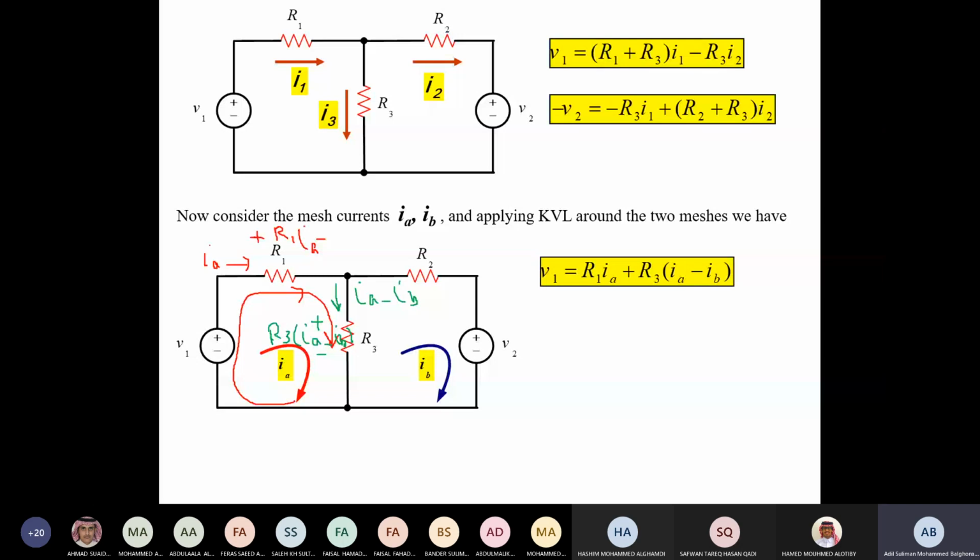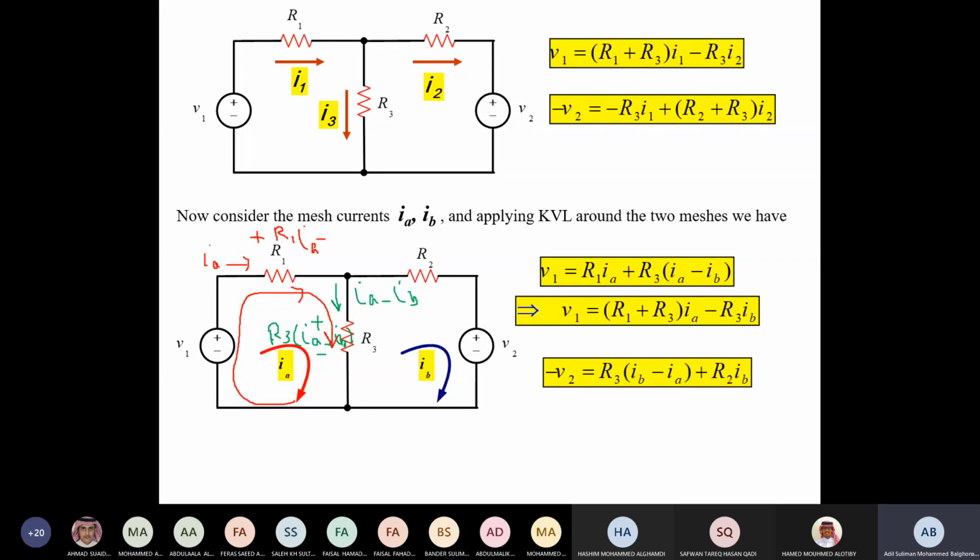And then I write the KVL equation. Of course, take the V1 because it is a negative voltage rise to the other side, so positive. I simplify it and I get this. I apply the same thing on mesh 2 and I get 2 equations, 2 unknowns. I will be able to solve for IA and IB. After I solve, I'll be able to find I1, I2, and I3 as we showed before.